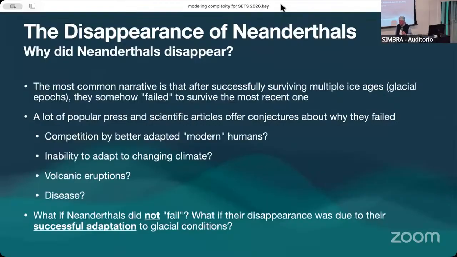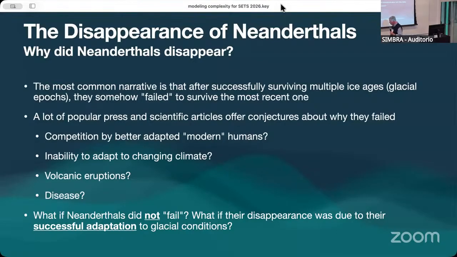So the most common narrative, I see this all the time in the popular press and in the scientific press, and as you'll see from my presentation, it irritates me. You see that somehow, after being successful in surviving multiple ice ages in this area, they somehow failed to survive the last one, right? And it wasn't necessarily the most intense one, the most recent one. So people say, well, why did they fail? Well, competition from modern people who were much better, right? Or maybe they couldn't adapt to the changing climate. But what about those other ice ages where they adapted just fine? Volcanic eruptions made the world really terrible.